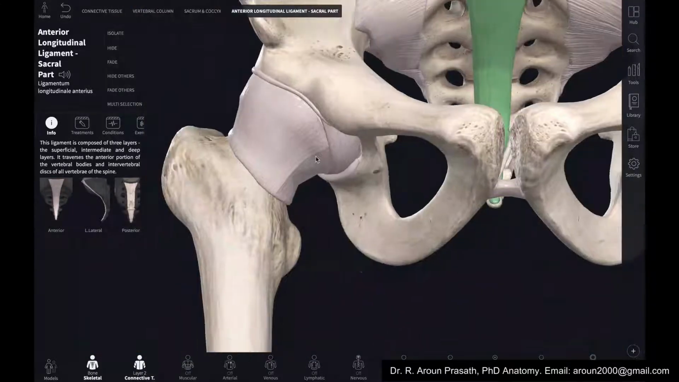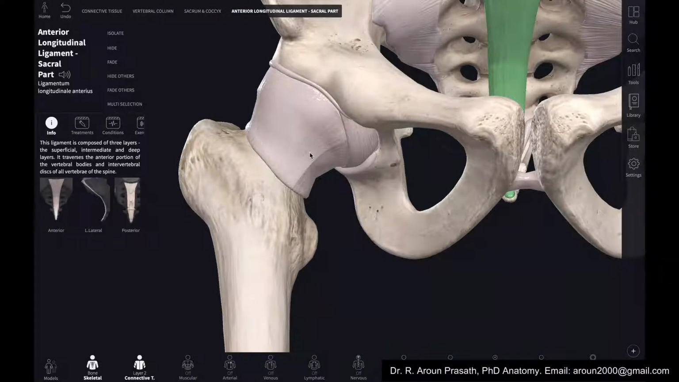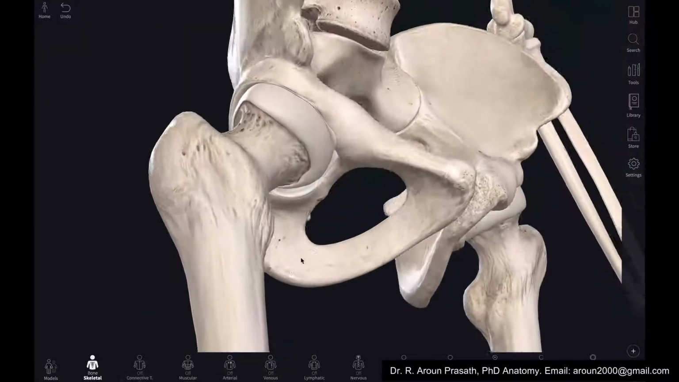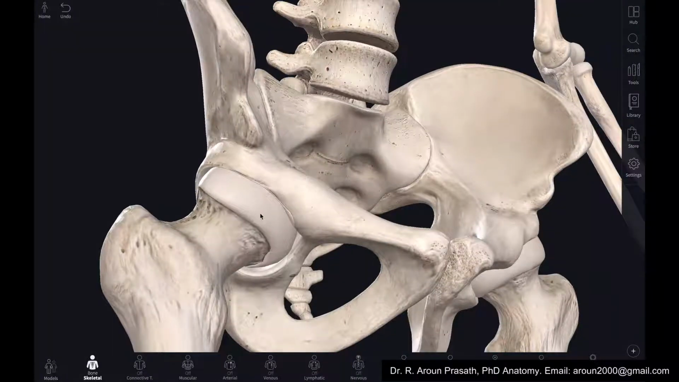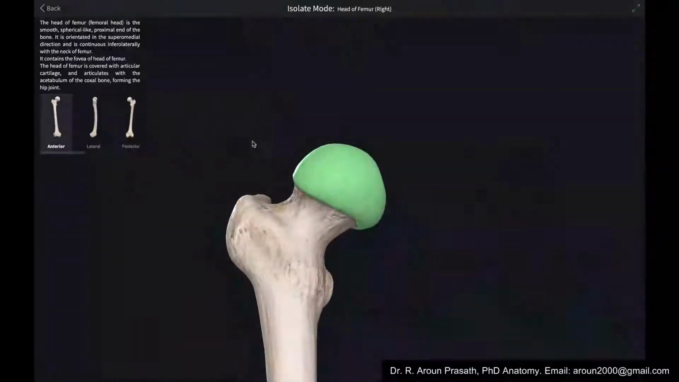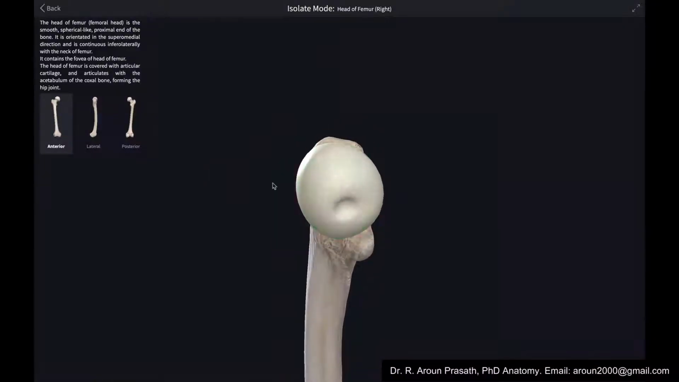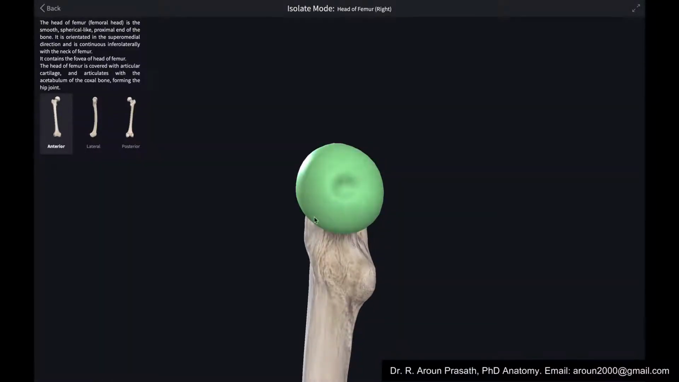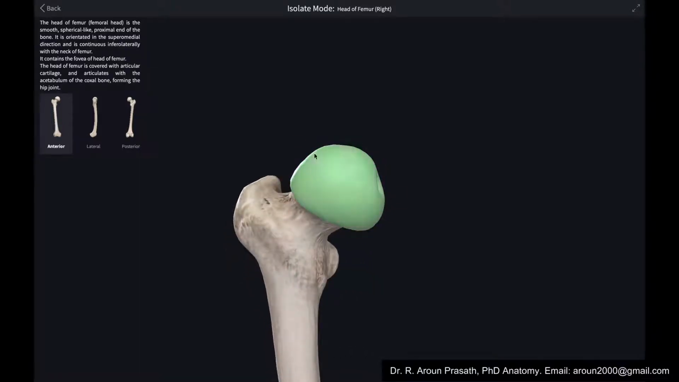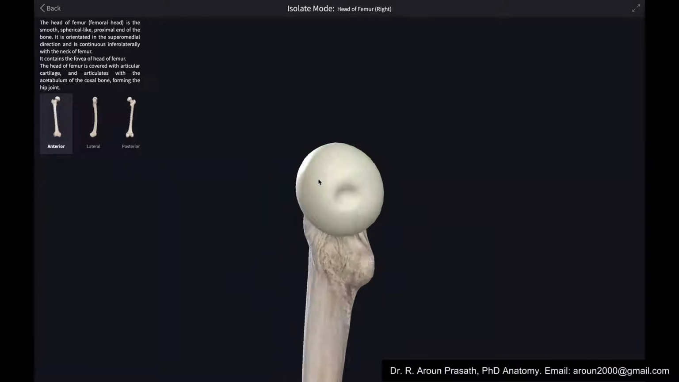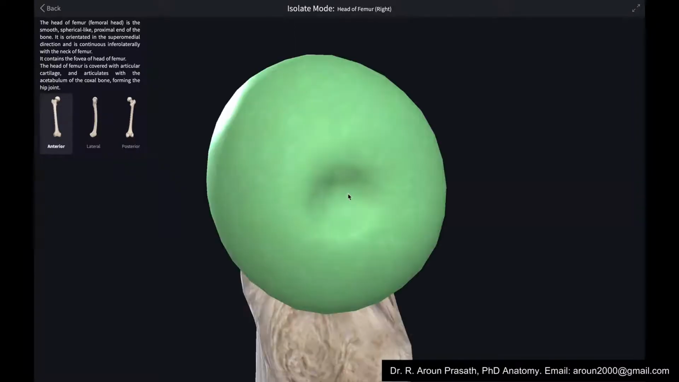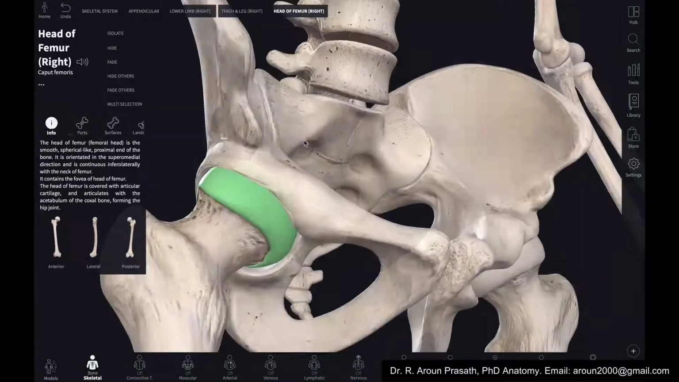Coming to the hip joint, this joint is an example of a ball and socket joint. If you look at the articulating surfaces of the hip joint, the femur has a spherical head. The head of the femur is round and spherical in shape, and there is one small pit called the fovea. I will show you why this pit is present.